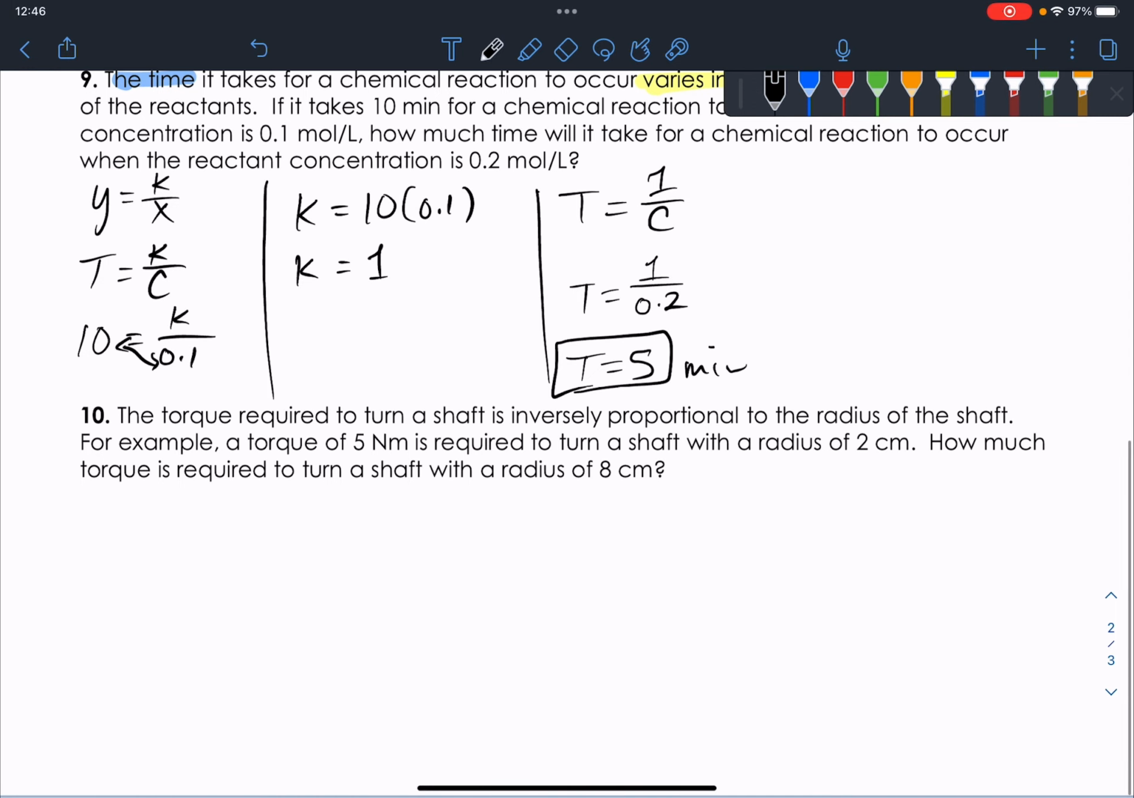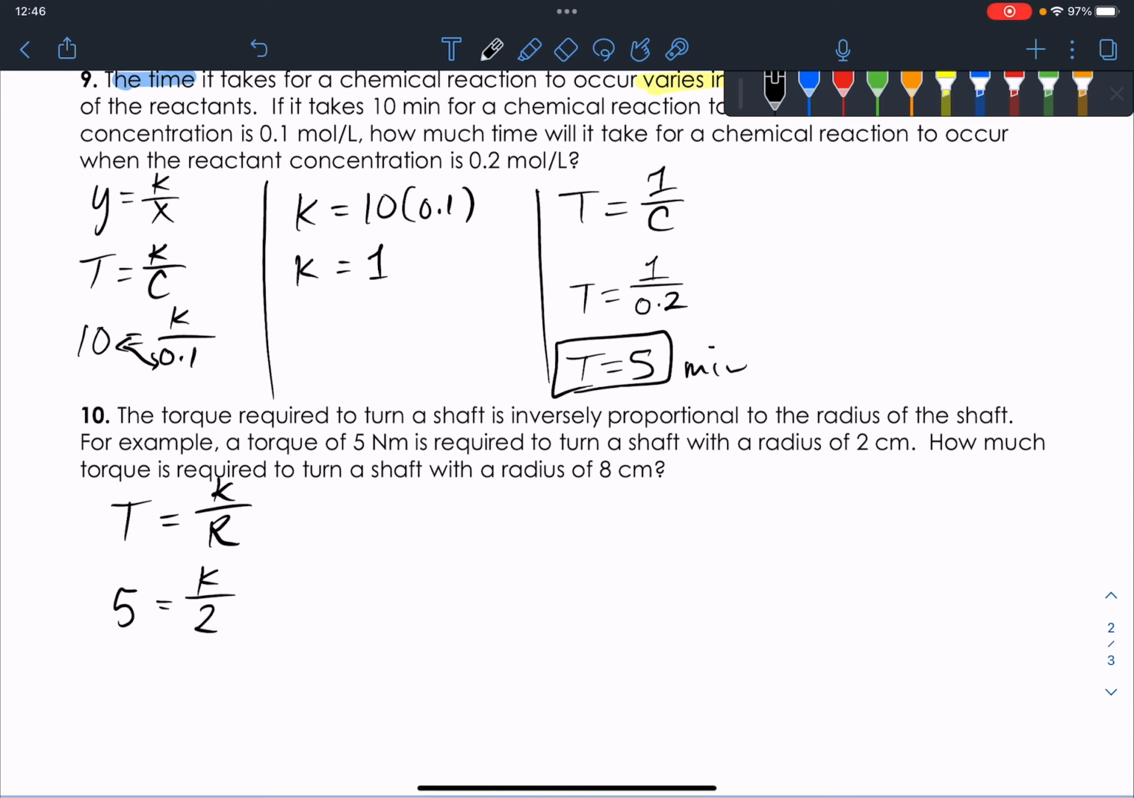And the last one, the torque required to turn a shaft is inversely proportional to the radius. So let's use T for torque and R for radius. And from the second sentence, a torque of 5 Newton meters is required to turn a shaft with a radius of 2. So 5 equals K over 2.